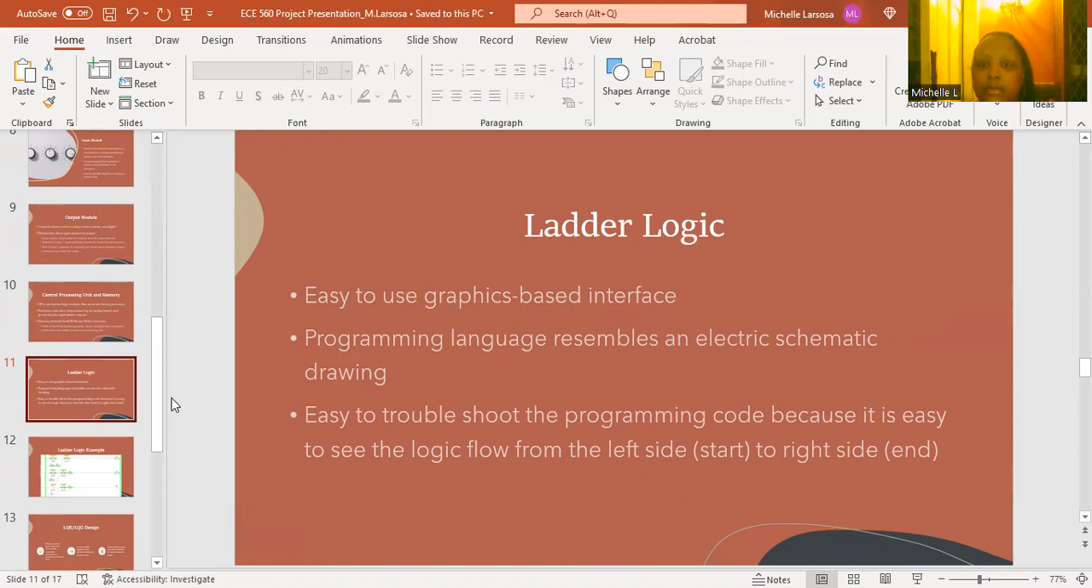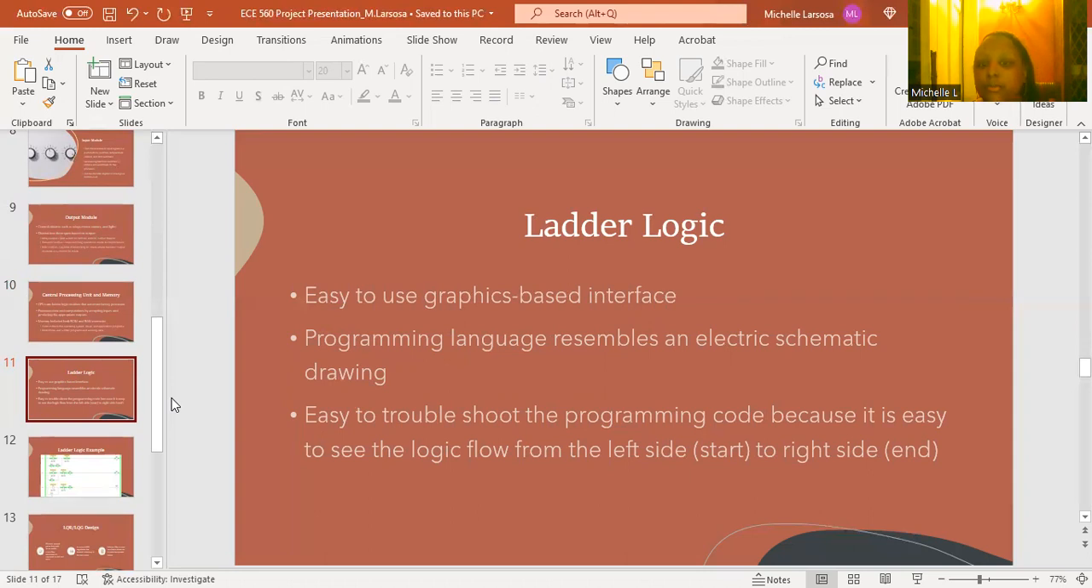The programming language resembles an electric schematic drawing. So in the code, you'll see actual depictions of a relay, depictions of a switch, depictions of a push button. And with that graphics-based interface, the user is able to determine, okay, these are the types of inputs being used based off of the picture, not so much elaborate coding or words, but the actual picture that they're able to see and identify to know what's being input into the system, and then what the expected outputs are supposed to be.